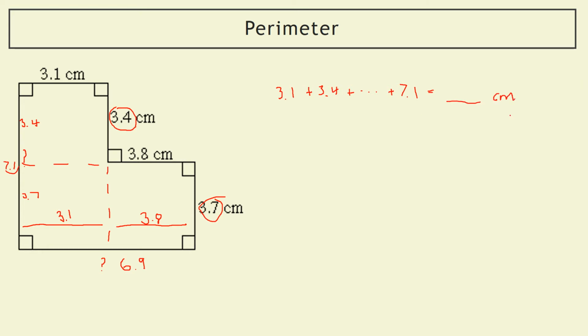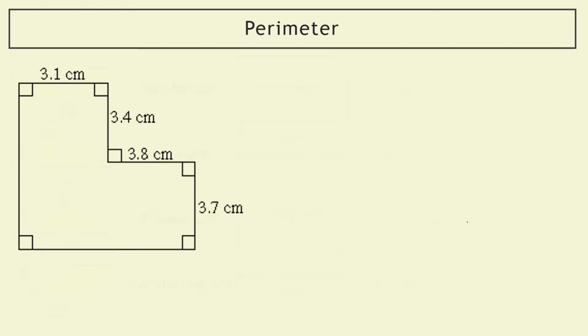Okay, if you wrote all of that down, that's absolutely perfect. But you just got to think about how to get those missing lengths. Okay, so that's perimeter. Perimeter, just the distance all the way around the outside.